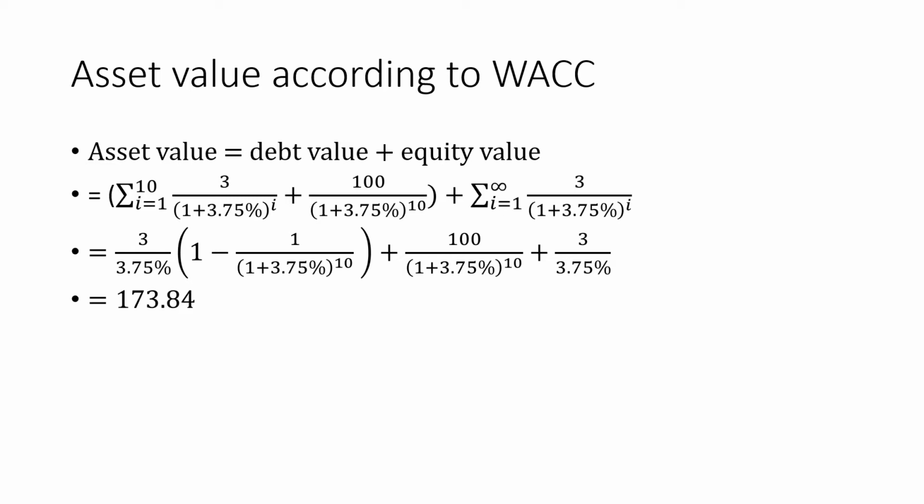3.75%. The cash flow is the coupon of 3 million, and we can calculate that. And then we add the $100 million at the 10th year, discounted by this WACC for 10 years. Finally, we add up the $3 million dividend from equity to perpetuity. It is equal to 3 over 3.75%. And the final answer is $173.84 million.